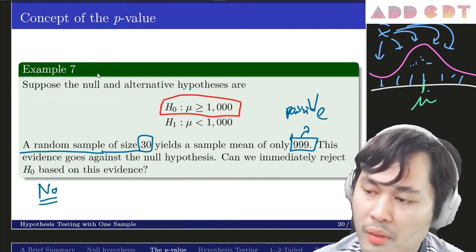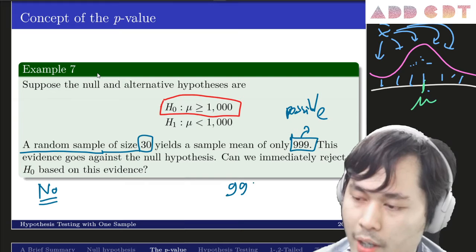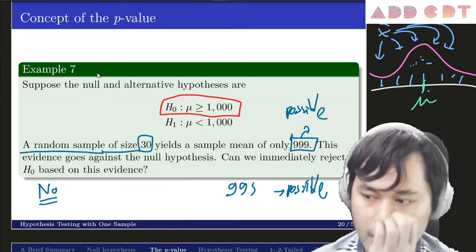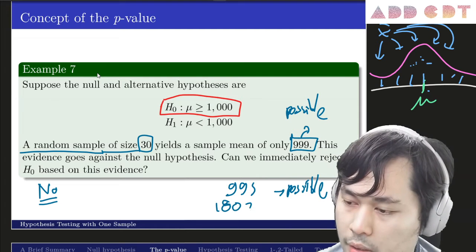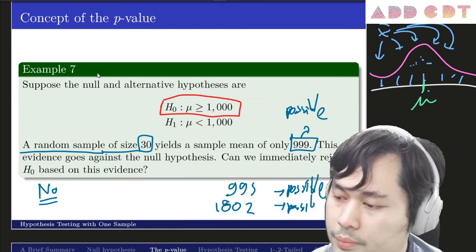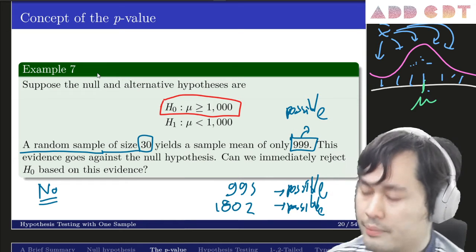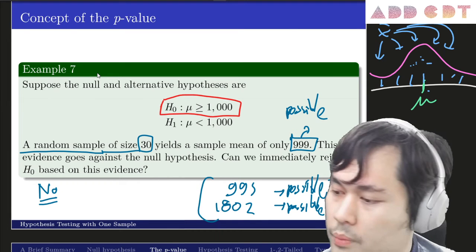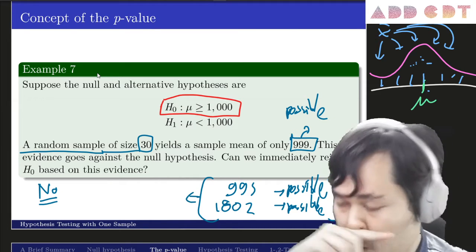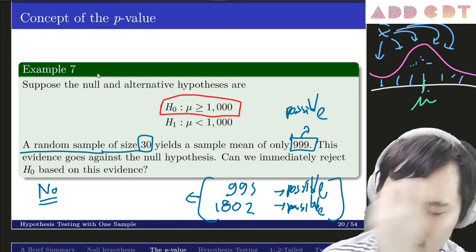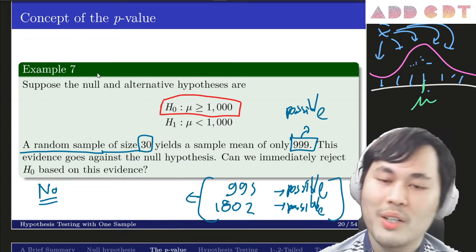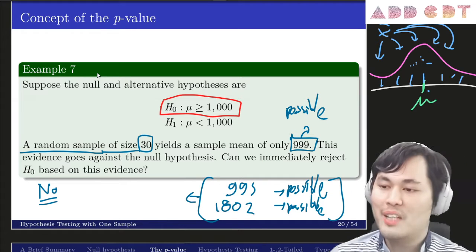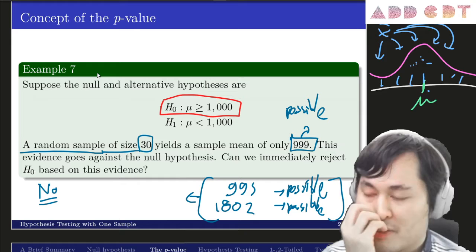If we repeat that and we get 995, of course, that is still possible. If we repeat and then we get 1,002, that's possible. And we may repeat as many times as you want to, but all these things are still possible. So the question is, if anything is possible, what do we do here? If anything is possible, then what is meaningful?